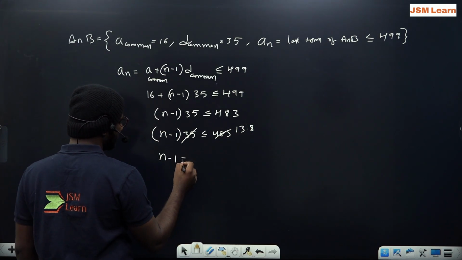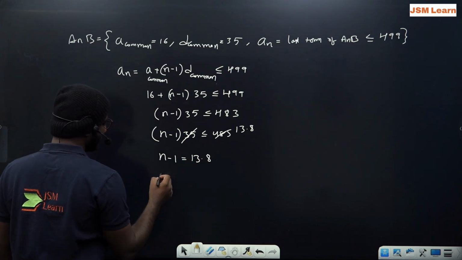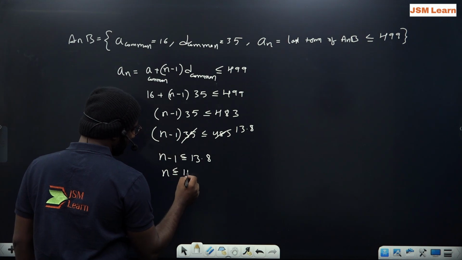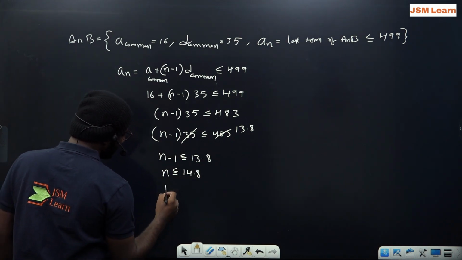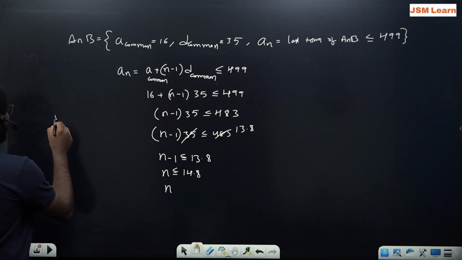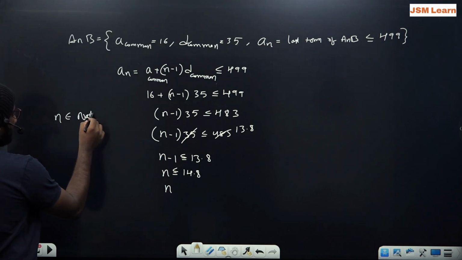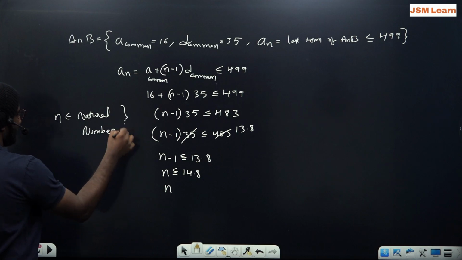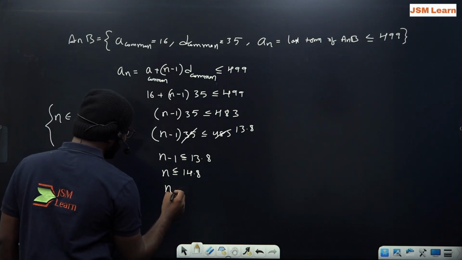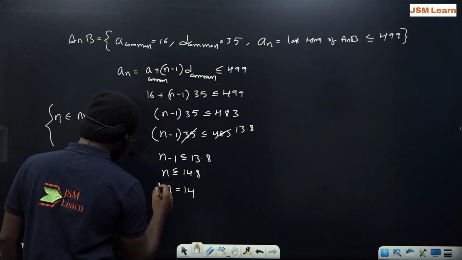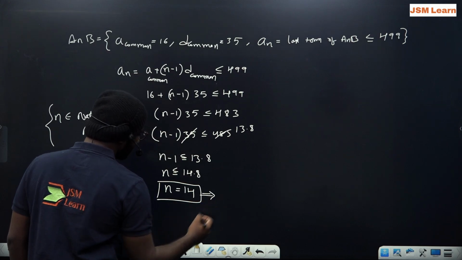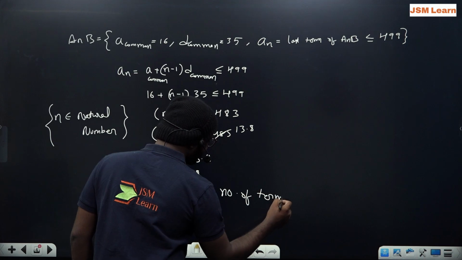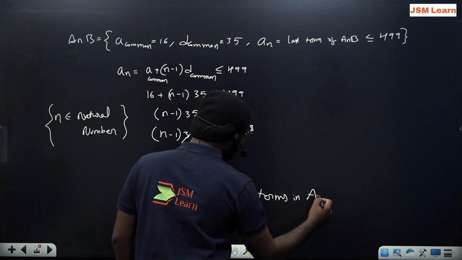So n minus 1 is less than or equal to 13.8, so n is less than or equal to 14.8. Now here n belongs to what? Natural numbers, right? So we are going to choose a natural number that is less than 14.8, that is equal to 14. So this n equals 14 denotes the number of terms in A intersection B.